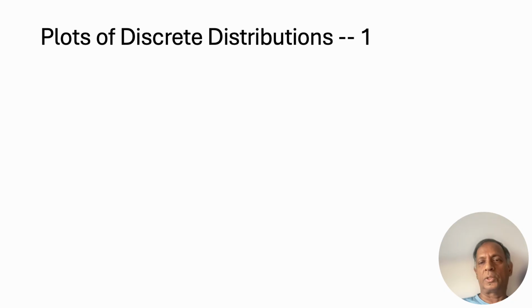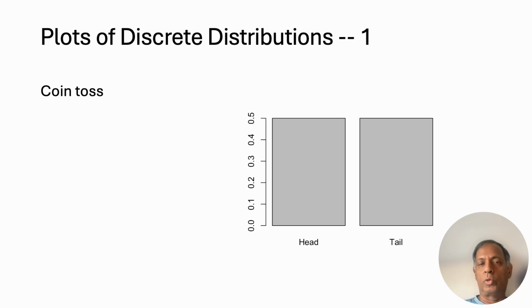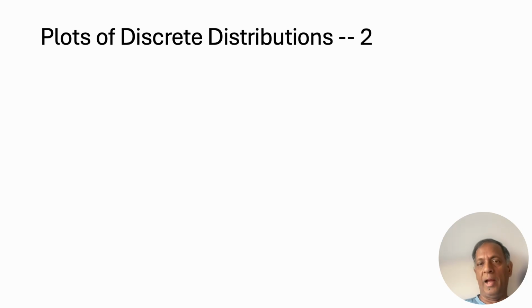Okay, so that's another idea of probability distributions. We can take any theoretical probability distribution and plot it. For example, suppose we put head and tail on the x-axis and represent each with one bar, and we want to show the probability of head and the probability of tail. Then we'll show two bars, each with a height of 0.5. That is, the probabilities are equal, one half each.